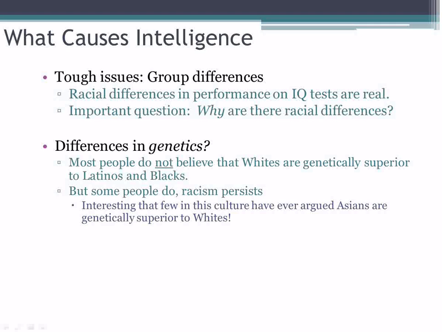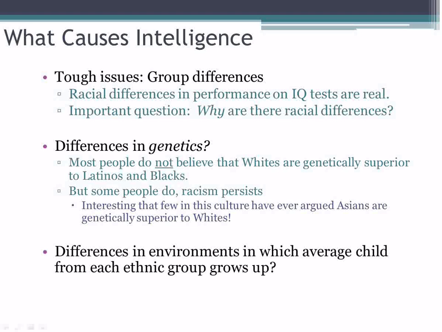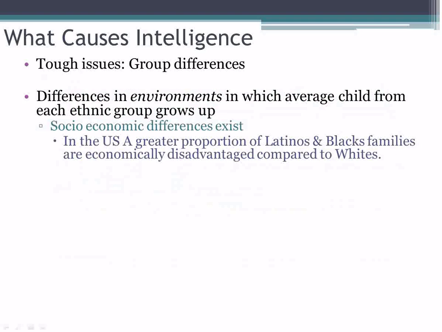Probably not. Most people, and I say most people, but there are people in the world, sadly to say, who still believe this, but most people do not believe that whites are genetically superior to blacks and Latinos. People do, but that's racism. And if you look at it on a genetic level, whites and blacks and Latinos are vastly more similar than they are different genetically. So genetics really isn't a good explanation for these differences. But what about the environments?